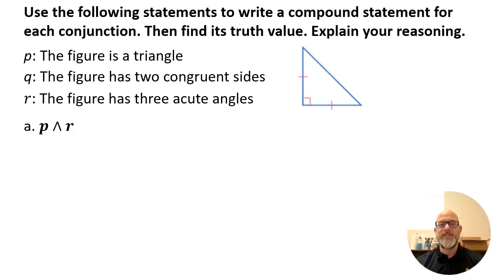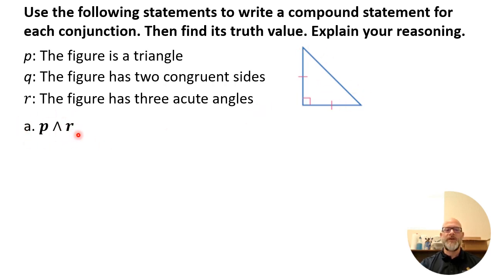Next, use the following statements to write a compound statement for each conjunction. Then find its truth value. Explain your reasoning. Well, let's go through these. P is the figure is a triangle. Is that true or false? That's true. Q, the figure has two congruent sides. True. You see there's two tick marks here. R, the figure has three acute angles. False. Two acute angles and a right angle.